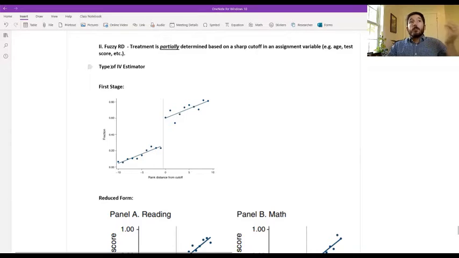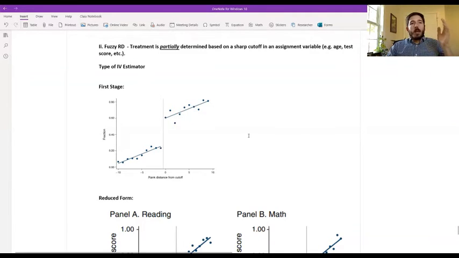There's also a fuzzy RD, which is a little bit more complicated. It's basically a flavor of our IV estimate. Here, you don't have the treatment fully determined by that cutoff. It's partially determined. So if you're on one side of the cutoff, you're more likely to receive the treatment than if you're on the other side of the cutoff.